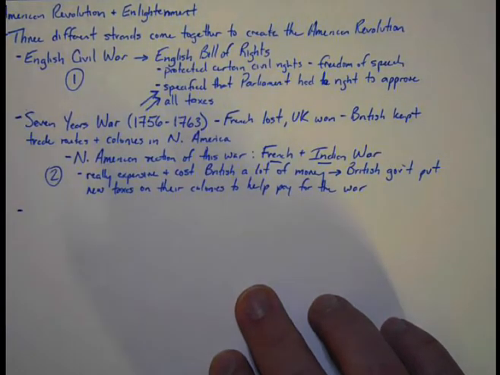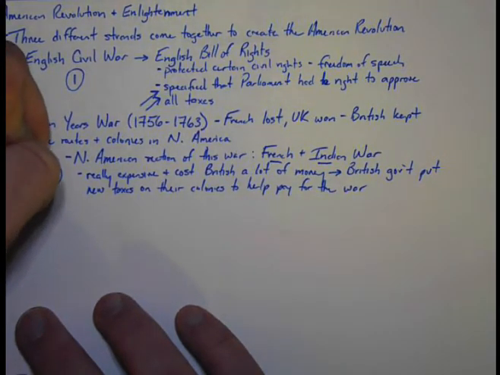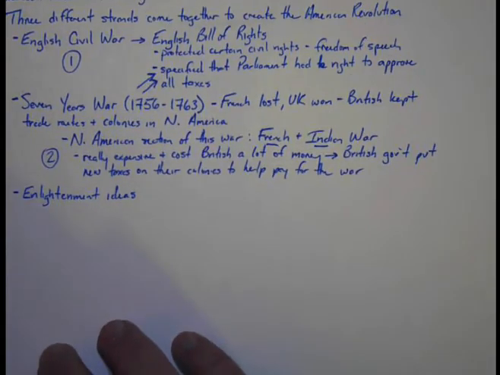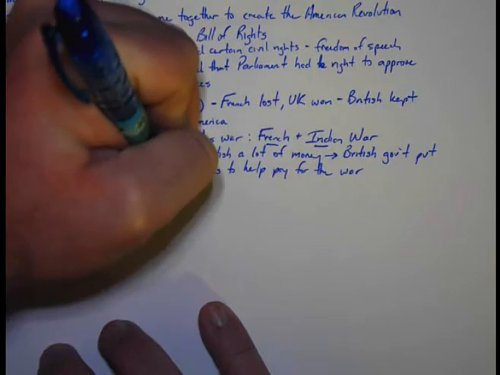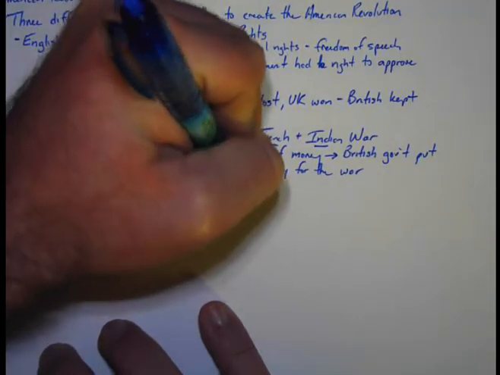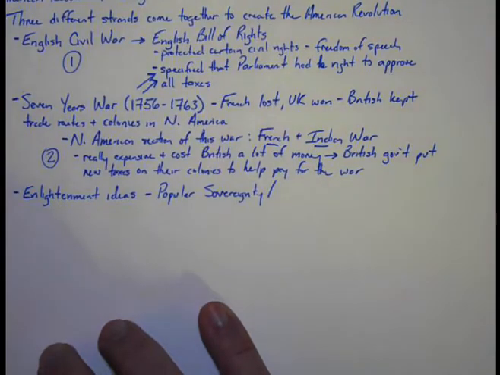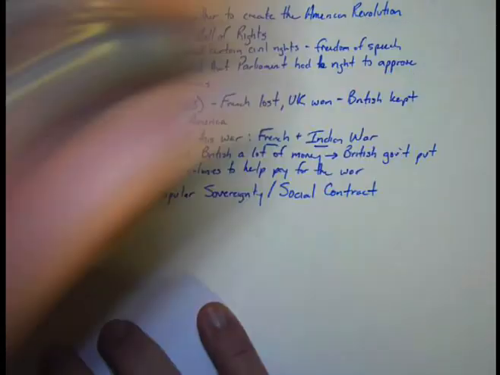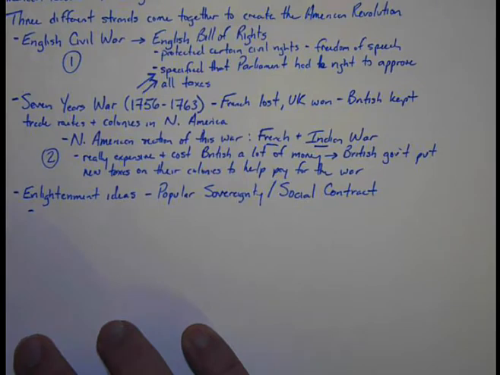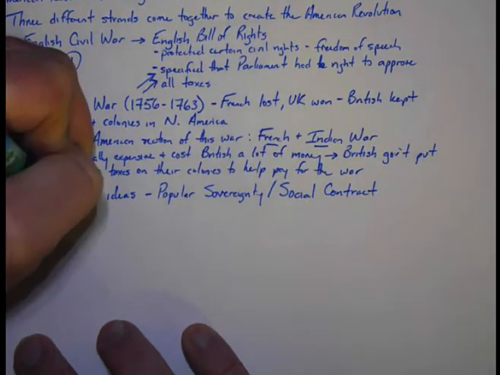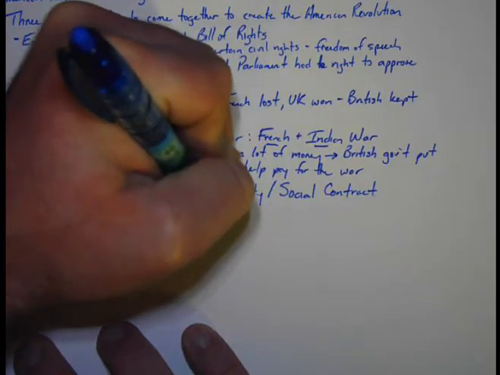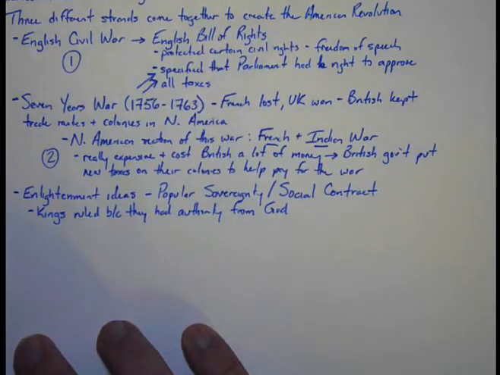Here is the third thread, and this is some new material. So here we're going to bring up some new Enlightenment ideas. Specifically, these ideas are the ideas of popular sovereignty, and connected to popular sovereignty is the concept of the social contract. So, up until this point, kings ruled because they had authority from God. That's what gave kings legitimate power. They had authority from God.